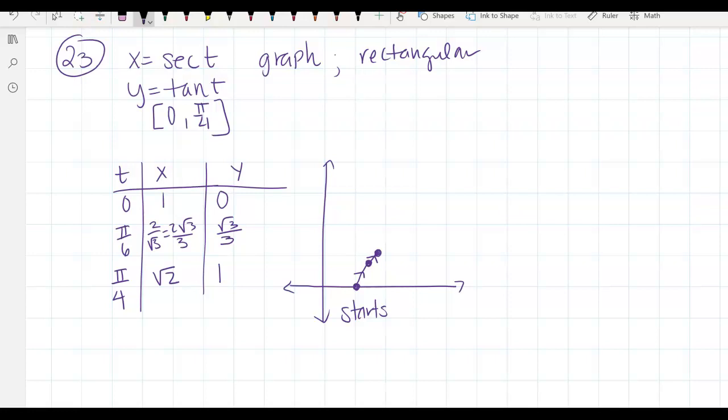Rectangular. Anytime, students, that we have trig, then we have to use the Pythagorean theorem of trig. We don't have sine and cosine. We have secant and tangent. What is the Pythagorean theorem that involves secant and tangent, Billy?